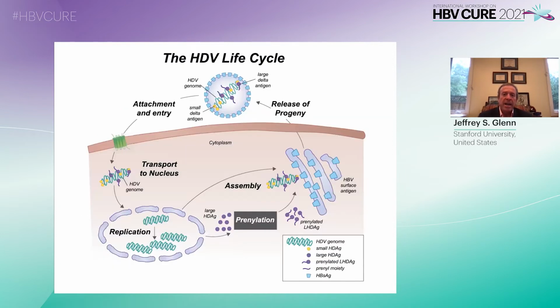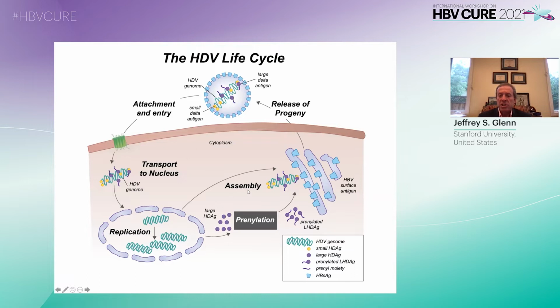This is a schematic of the life cycle, emphasizing that there's an initial attachment and entry event via the sodium taurocholate cotransporting polypeptide, NTCP, the bile acid receptor. And then after an uncoating event, the genome gains access to the nucleus where replication occurs. This is all RNA-dependent RNA replication, no DNA intermediates, no archiving.